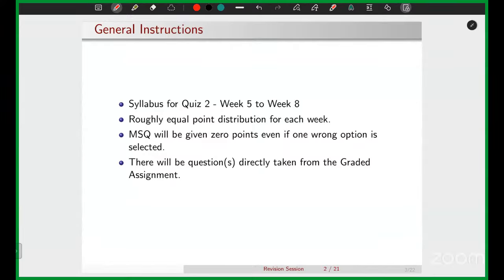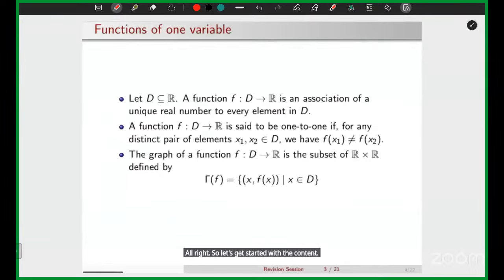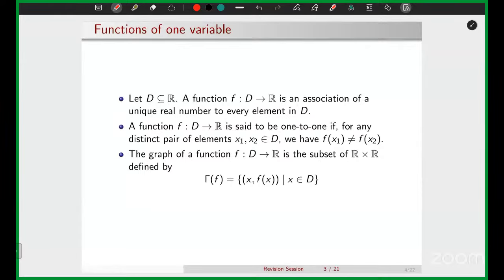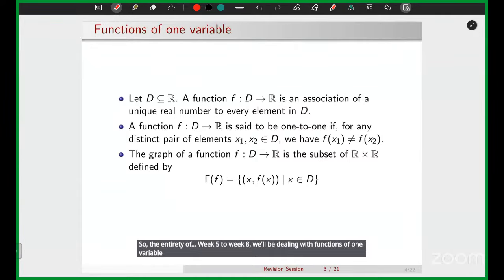All right, so let's get started with the content. The entirety of week 5 to week 8 will deal with functions of one variable, by which we mean the domain is a subset of R and the codomain is R. So domain and range both are subsets of R.